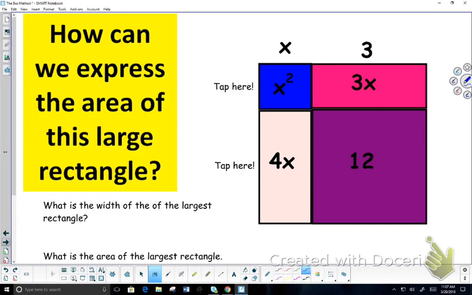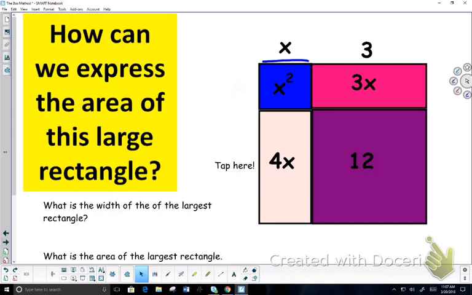So then, notice they gave me the length of one of the sides. How long is this side, Drew? x plus 3. So if that's the case, how long must this side be to give me an area of x squared right there? x.